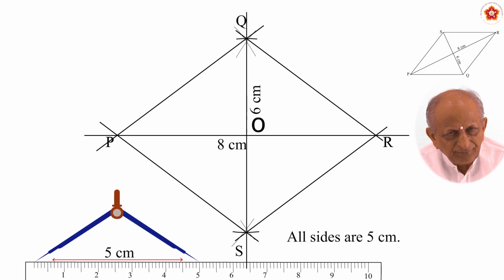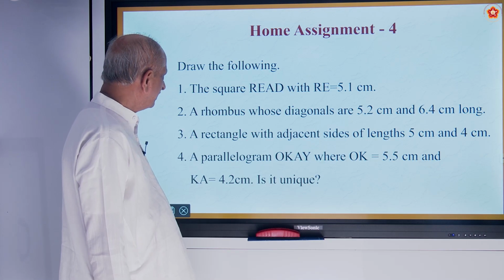Coming to properties, the diagonals are not equal, but they bisect at right angles. So we get right angle triangles there, and each side becomes the hypotenuse. So by using Pythagoras theorem also, we can get the length of the side to be equal to 5 centimeters. Hence the rhombus PQRS with diagonals PR and QS is obtained. Okay. Thank you.